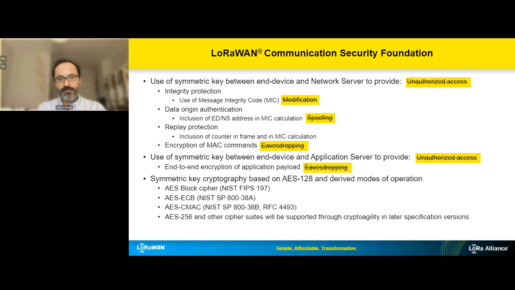Regarding the cryptography, like I said, we use AES 128, and we use several industry standard cryptographic algorithms like AES block cipher, AES ECB, AES CMAC. Now, having said we are using AES 128, in a future version of our specification, we are also introducing crypto agility, which means we will be able to support other crypto suites as well, like AES 256. Which crypto suite gets used will be negotiated between the end device and the network. And this will provide us future-proofing our technology and your implementations and your deployments.